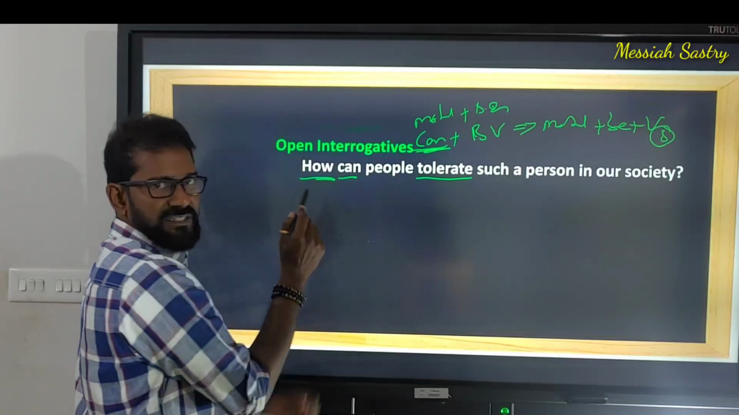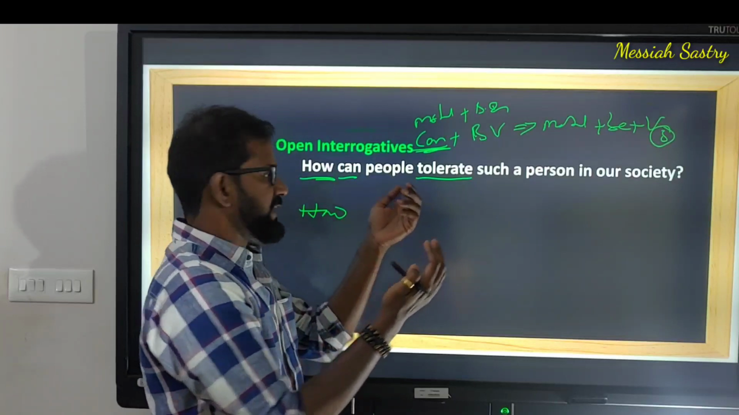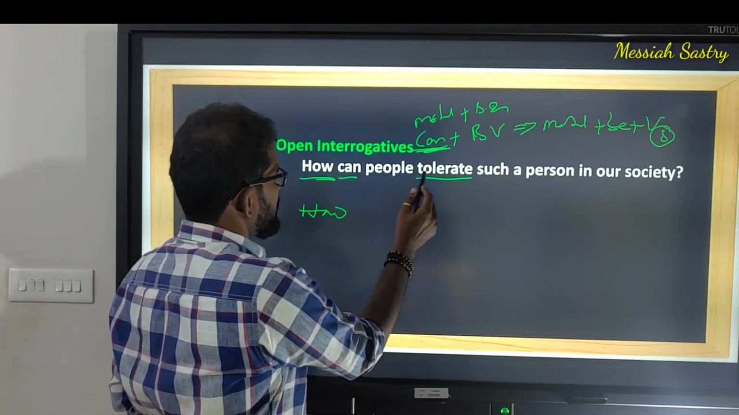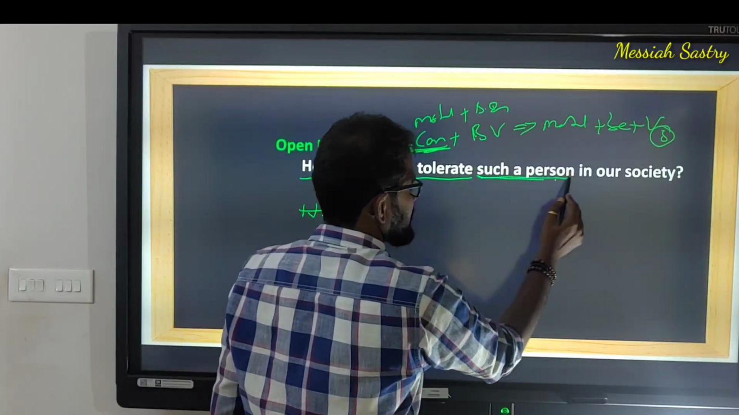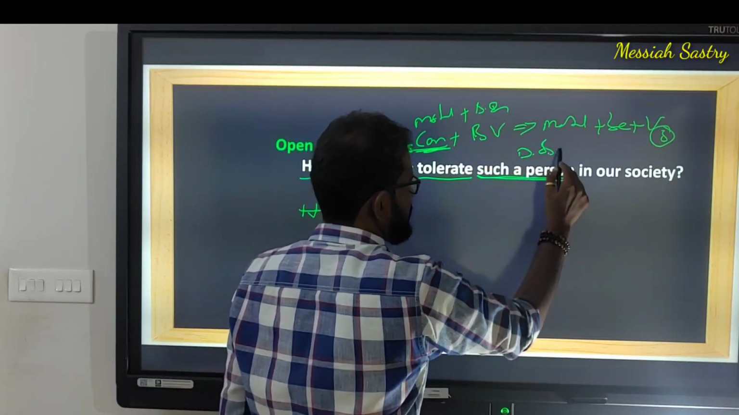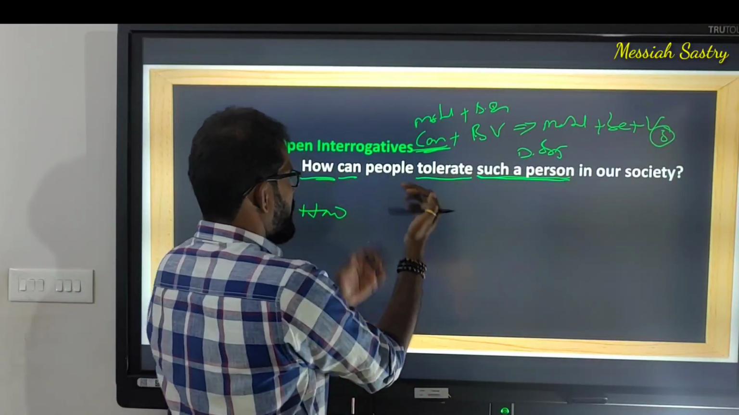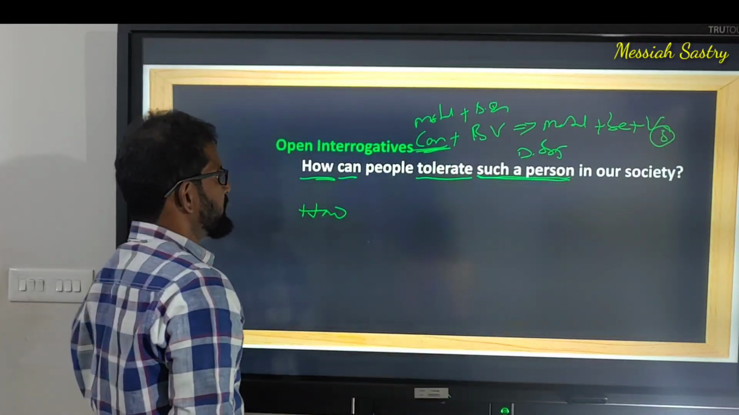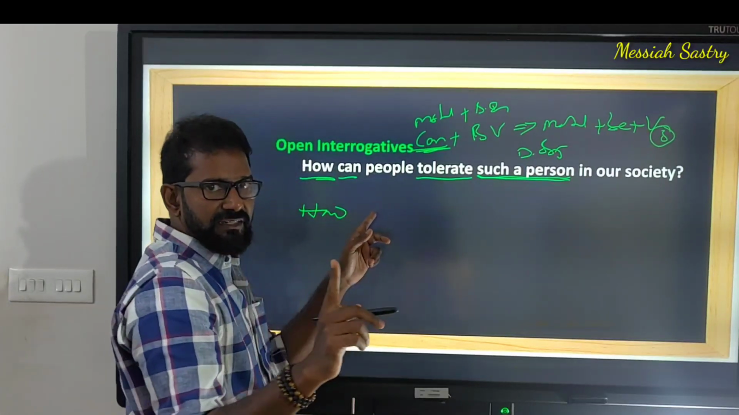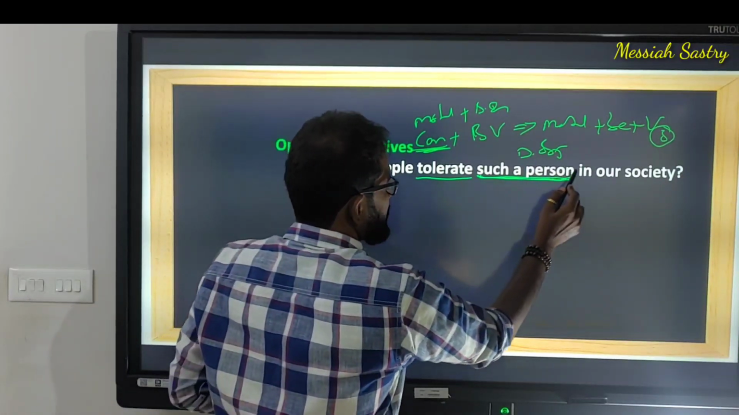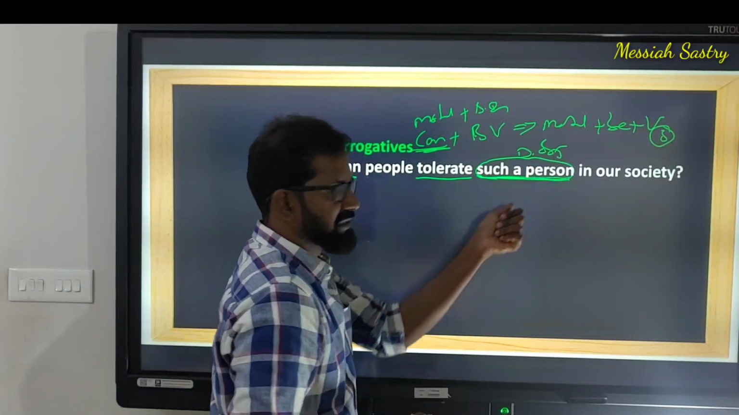And the same question word. First write the same question word. How? Then let's find out the object. People can tolerate what? Such a person. Such a person is a direct object. What can people tolerate? Such a person. So now we first write the question word, and as I told you earlier, the new subject. What is the new subject? The object of active voice becomes the new subject.